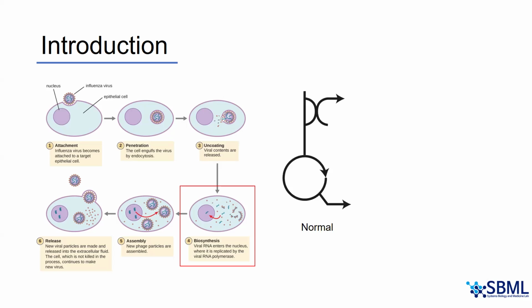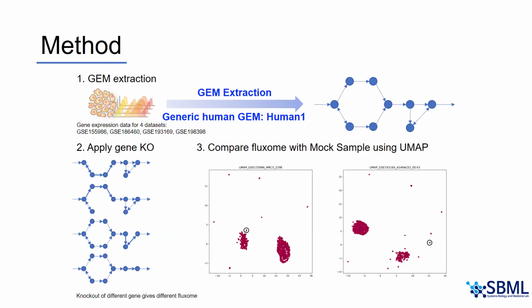The host cell's metabolism is altered by virus infection. So if we can revert this altered metabolism to the normal state, this can be a new antiviral strategy. So this is the overall scheme of my research.